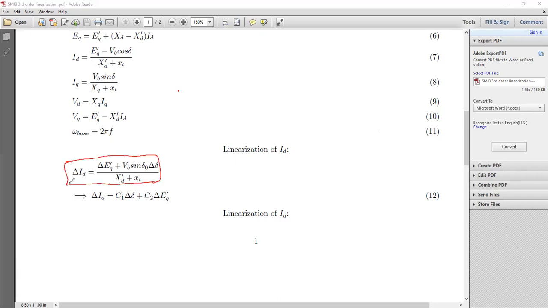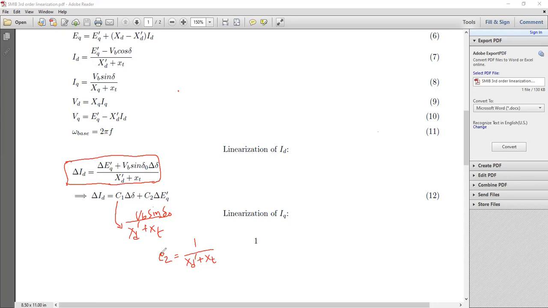So what they would do, they would take 1 upon xd dash plus xt multiplied by VB sine delta 0. So this is your C1. And C2 would be what? C2 would be simply 1 upon xd dash plus xt. This is just for simplicity of representation, nothing else.